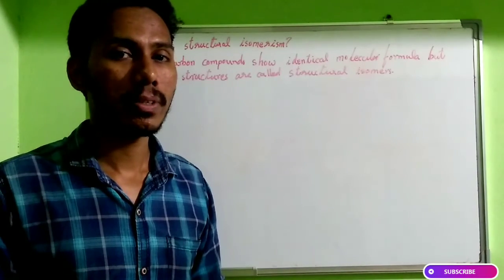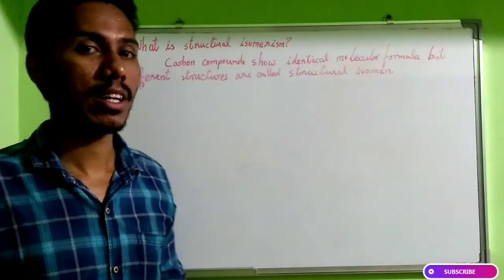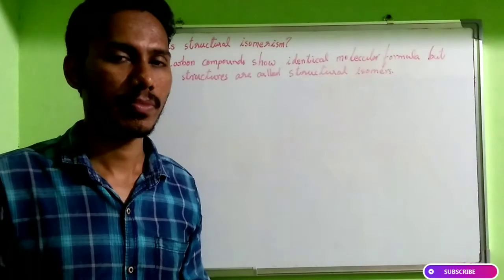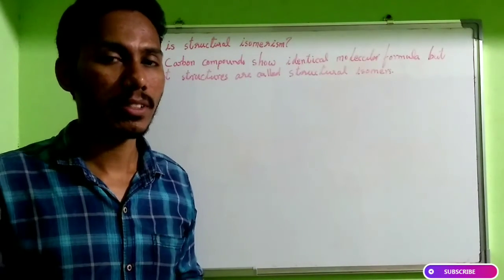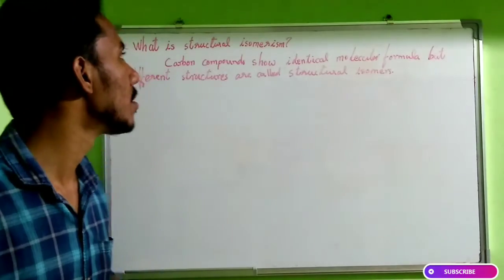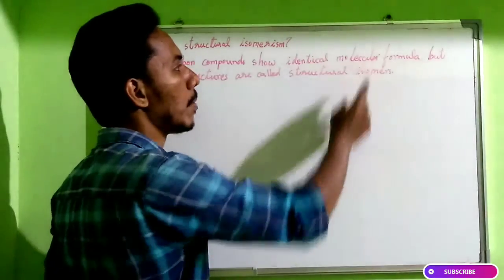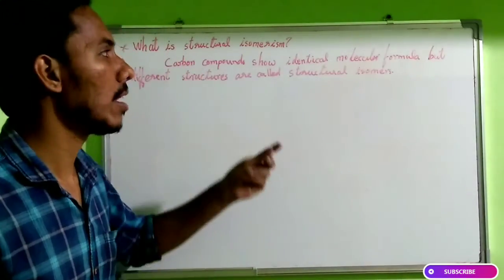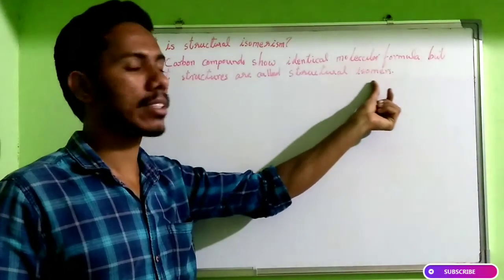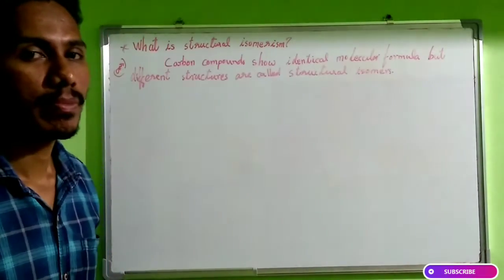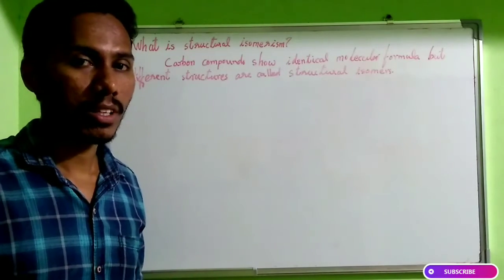What are isomers? What is structural isomerism? It's a new concept, so listen here. Carbon compounds that show identical molecular formula or chemical formula, but different structural formula, are called structural isomers. There are plenty of carbon compounds available.